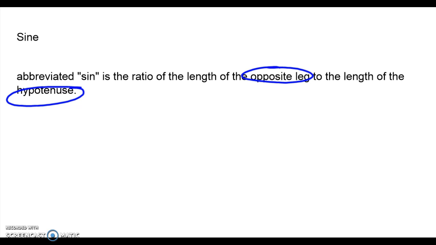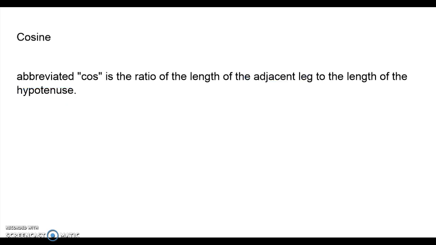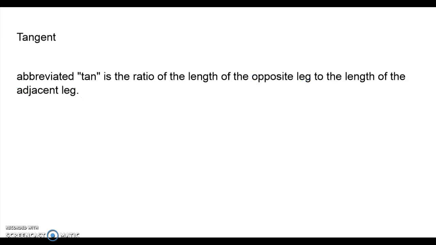That's important because the other two, cosine and tangent, are related to the other legs in the triangle. Cosine is the ratio of the length between the adjacent and the hypotenuse. So cosine: adjacent, hypotenuse. Remember, sine was the opposite and the hypotenuse. And then tangent is the opposite leg and the adjacent leg, the ratio between those two sides. Make sure you write down those couple things because I think that will be important coming forward.